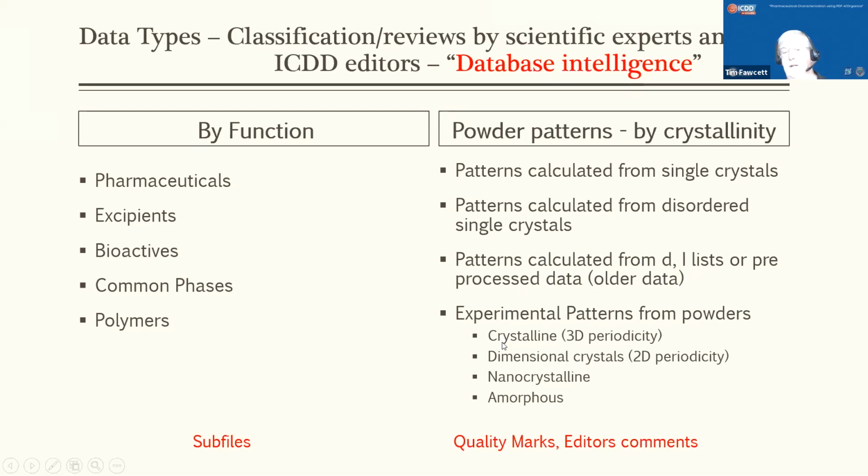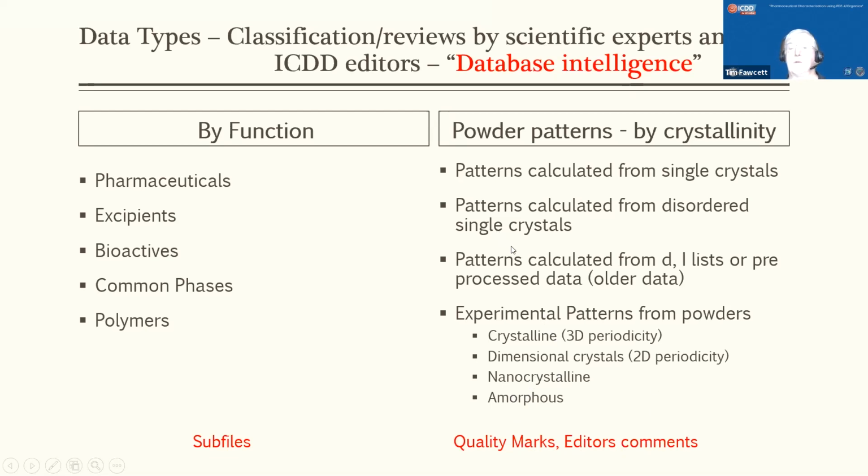We have new data that's from three-dimensional periodic crystal structures, from crystals that only have two-dimensional periodicity, like some clays, from nanocrystals and amorphous materials. And all these are reviewed and classified by the editors. They're all studied. And you'll find the editor's comments embedded in the quality marks and in a special comment that goes with each entry that's called the editor's comments.